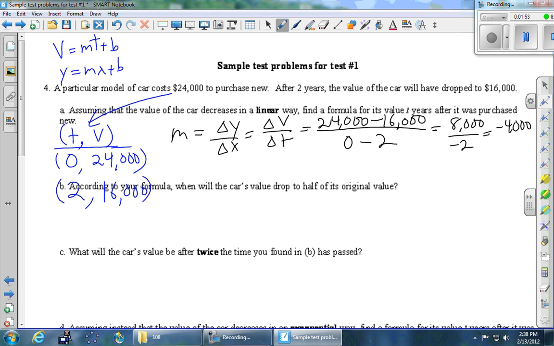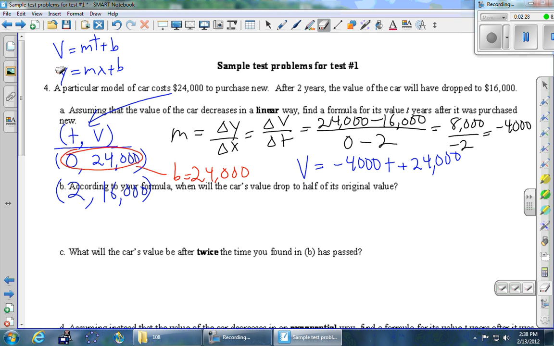The negative is good because the value of the car is dropping as time passes. And once we know the negative 4,000, I think we should take this gift, which is the y-intercept. The y-intercept is 24,000. So that means that ultimately the equation is v equals m, which we found was negative 4,000, times t, plus the b, plus 24,000. I guess it doesn't ask for the interpretation, but the interpretation of this negative 4,000 is that the car is losing value at $4,000 per year.